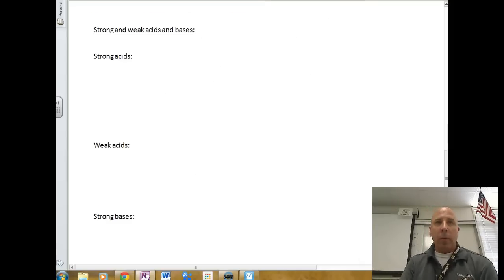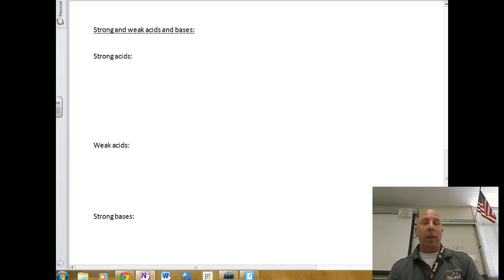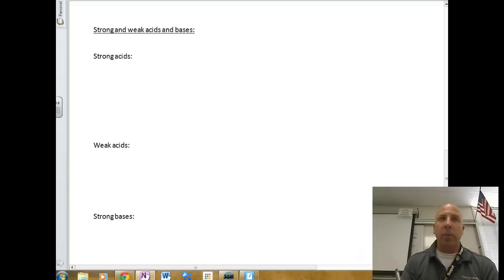What I want to do now is identify the difference between a strong acid and base and a weak acid and base. And this becomes important in chemistry for a couple of reasons. One is in writing net ionic equations, strong acids and bases and weak acids and bases are treated differently. And then we get into equilibrium later on in this class, where we spend a lot of time looking at weak acidic solutions and weak basic solutions. So let's talk first off about a strong acid.